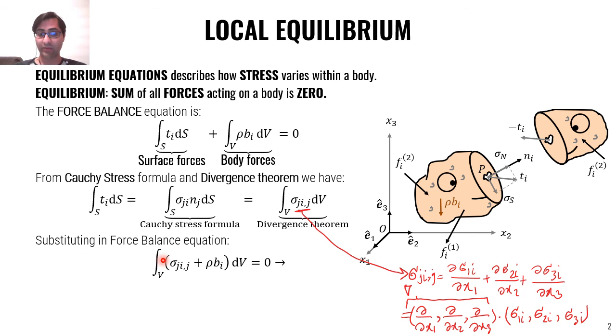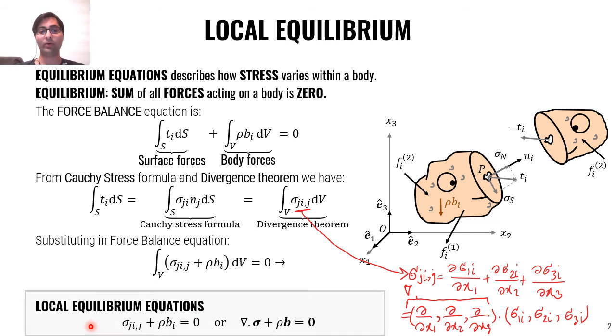Substituting in the force balance equation, we get divergence of a stress tensor plus density multiplied by the body forces, dv integrated over V becomes 0, which gives us the local equilibrium equations. Divergence of a stress plus density multiplied by body forces is 0, or in the vector form, divergence of a stress plus rho b is 0. It is called local equilibrium equations.